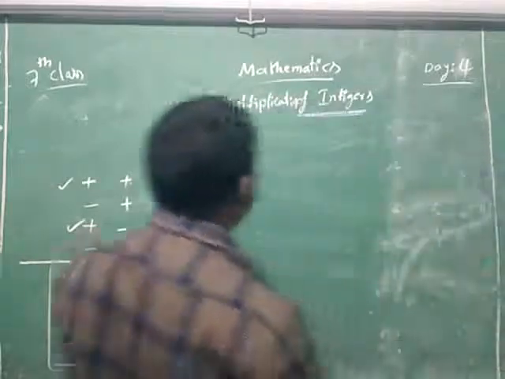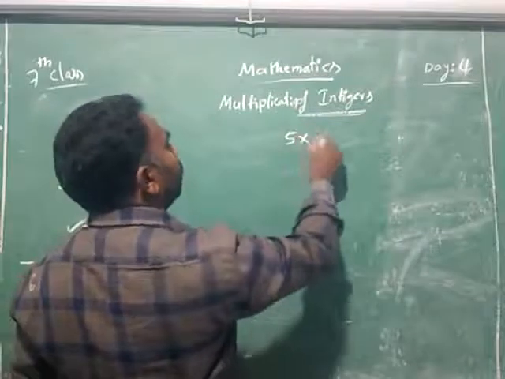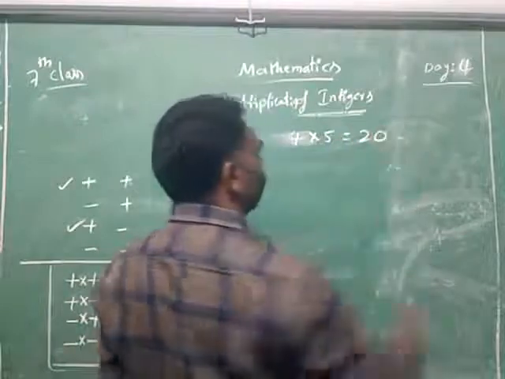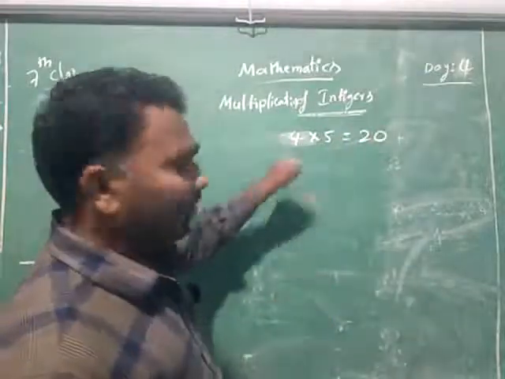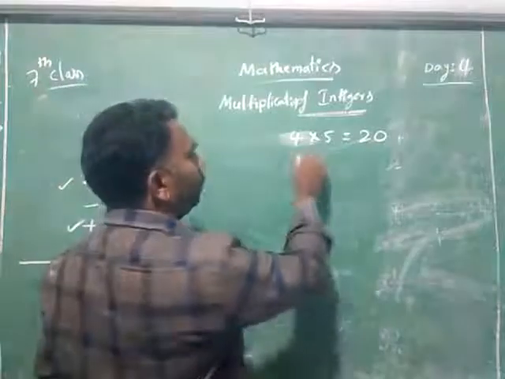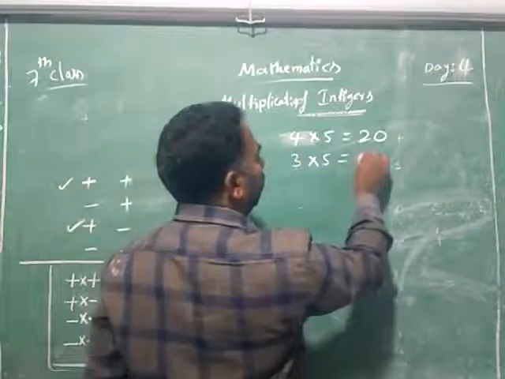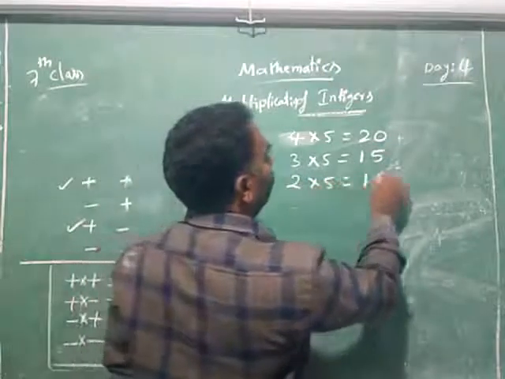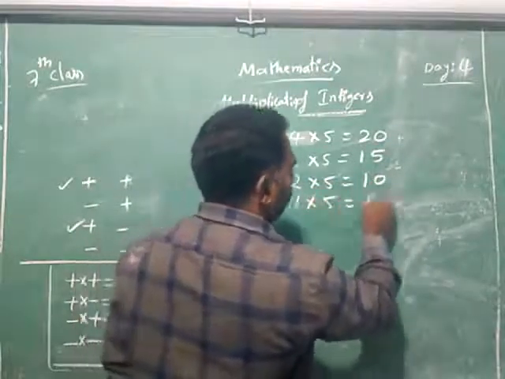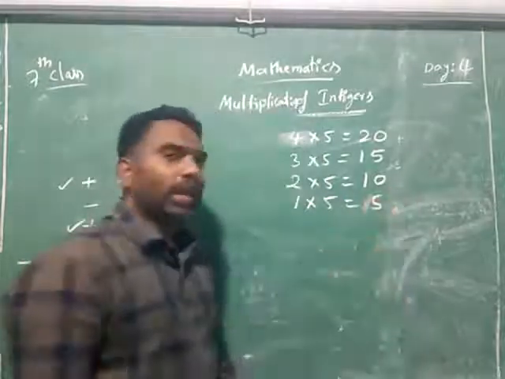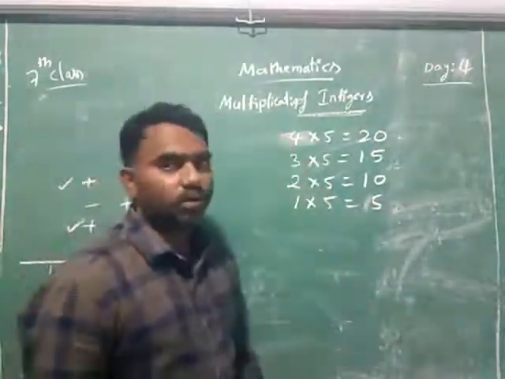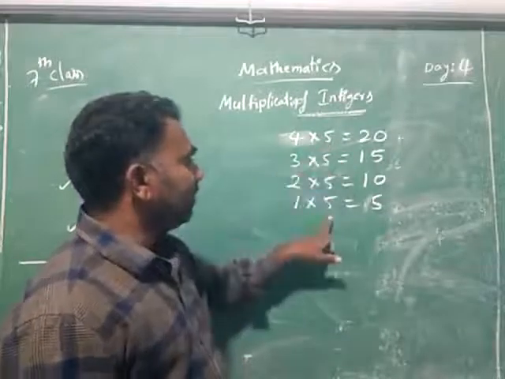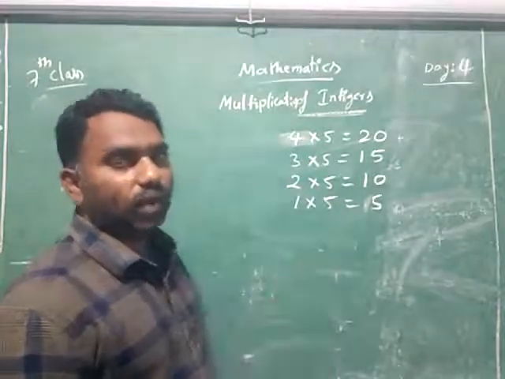See, first of all, I am writing here 4 5s are 20. You know very well about this. Next, now I am going to write the sequence. Observe what sequence I am following. Can you say what sequence I followed in the questions? The first number I am decreasing, the second number as it is, and I am multiplying. That is the sequence I am following.